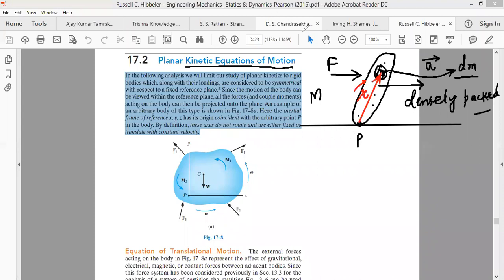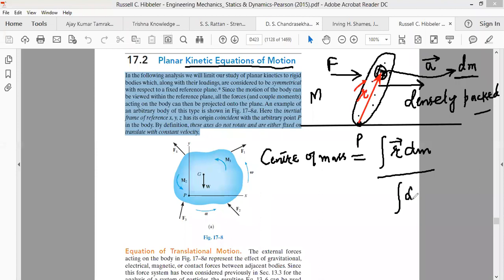Then for this rigid body, we define a particle that we call the center of mass. The mathematical definition of the center of mass is the integral of the radius vector times the mass element dm, that is the integral of r dm, divided by the integral of the mass element, that is dm. This is the position of the center of mass.